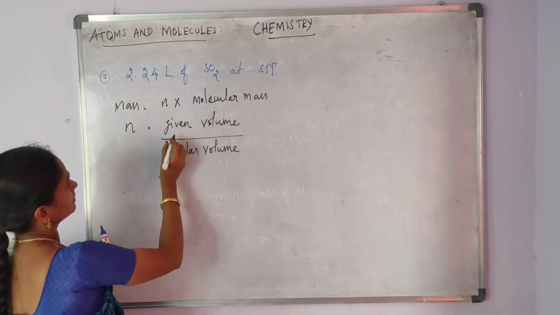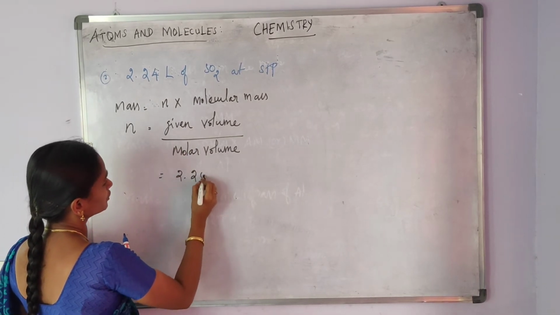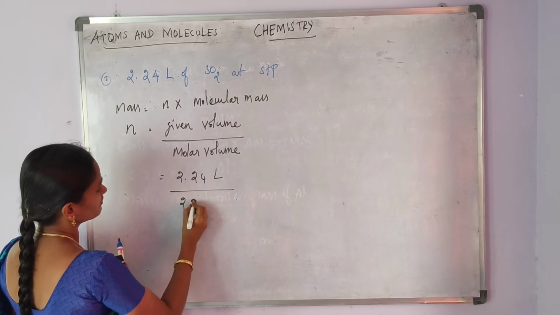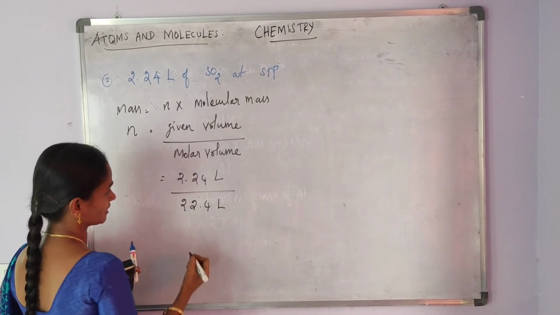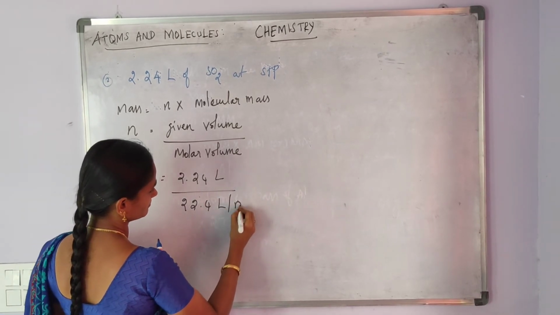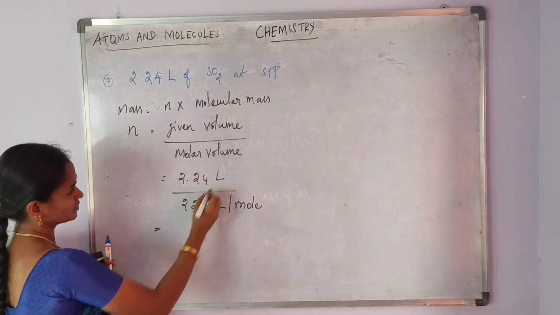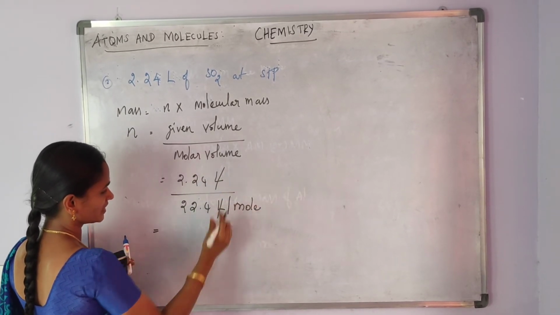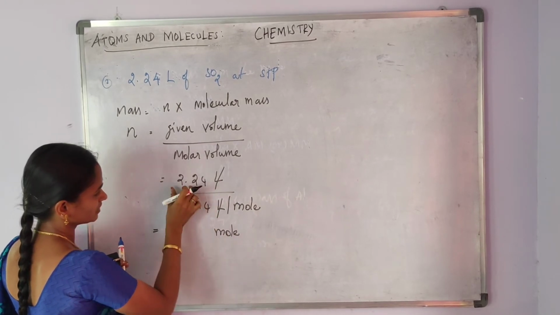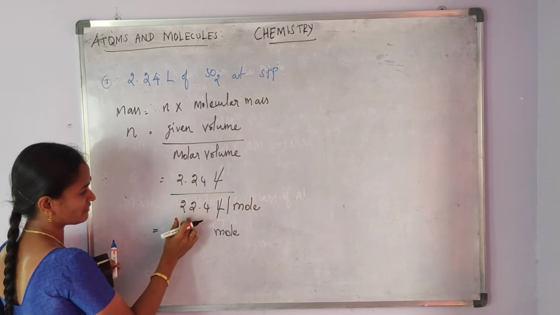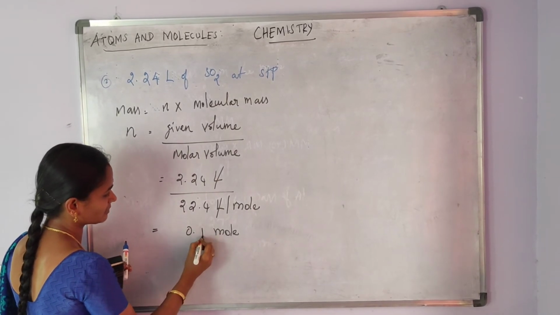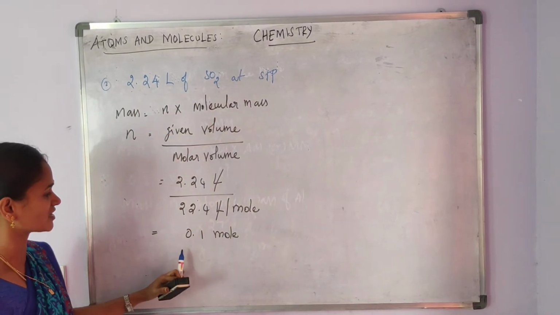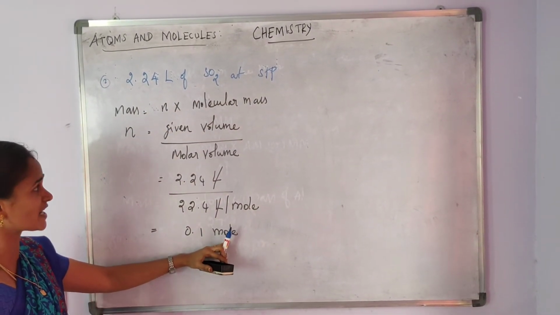Okay. So, given volume is 2.24 liter divided by molar volume is 22.4 liter per mole. So, liter gets cancelled. The mole inverse is converted into mole. By simplifying 2.24 divided by 22.4, it becomes 0.1 mole. So, 2.24 liter of the sulfur dioxide, its mole is 0.1.